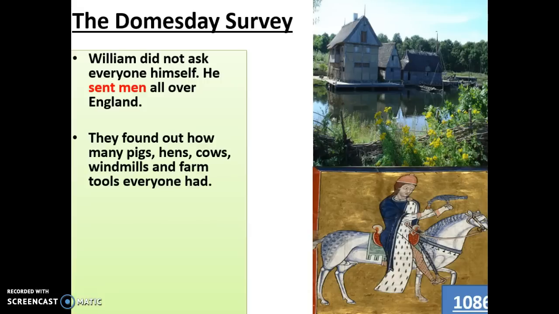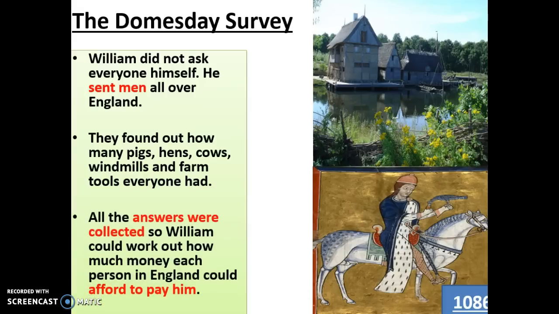So when they got there, they went and asked everyone who lived there what they owned. And that might be if you lived on a farm, they would ask you how many pigs, how many hens, how many cows do you have? Do you have a windmill? What farm tools do you have? How much land is on your farm? So they would have all of these questions available in the survey, and they would ask everyone.